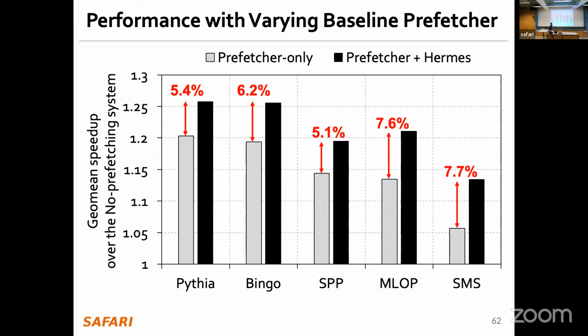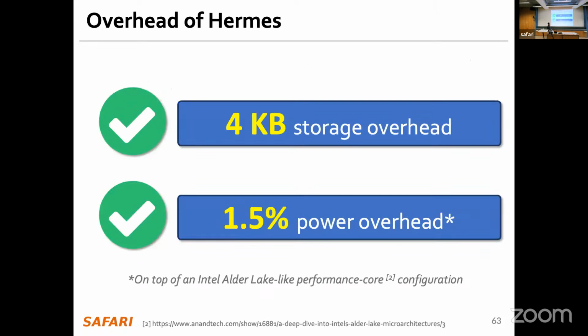Does this performance benefit still hold true? The answer is yes. If we have Pythia, then adding Hermes on top of Pythia gives you 5.4% performance. If you add it on top of other prefetchers, like Bingo you get 6.2, SPP you get 5.1, 7.6, 7.7. So we have a healthy performance uplift on top of any baseline prefetcher that you can think of, or at least any baseline prefetcher that we have evaluated here. Okay, so that's the key takeaway here.